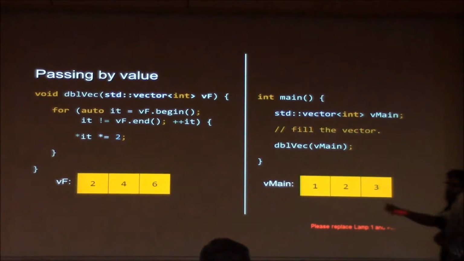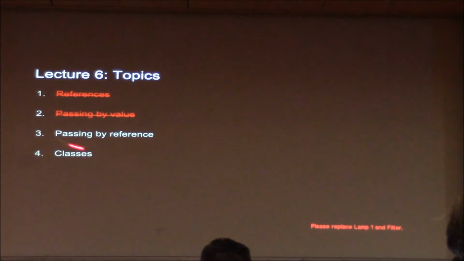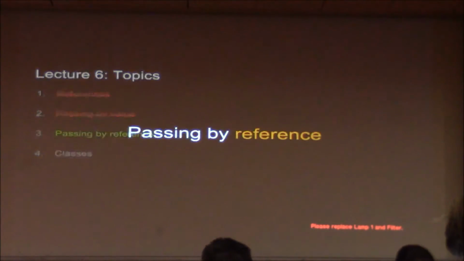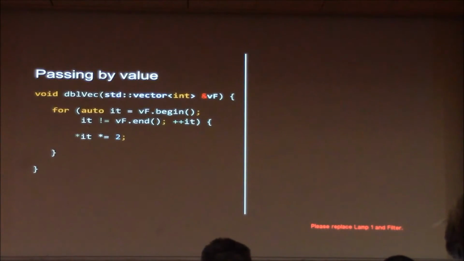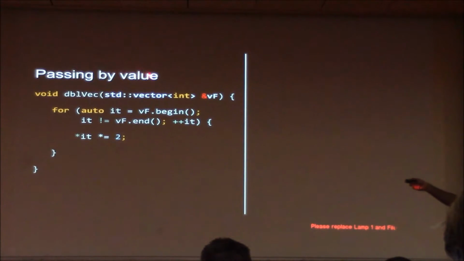We don't want to double another vector, but we want to just double the same vector. How can we do that? The mechanism is called passing by reference, okay? So in passing by reference, now actually I think I did not update this, okay? This should be passing by reference. This is like a typo in the slide, okay?